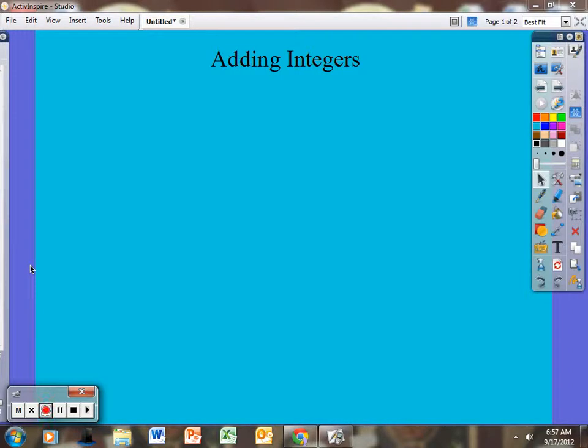Just want to talk about adding and subtracting integers, which we kind of combined today in class, and combine lesson 2.1 and 2.2 from your Pre-Algebra textbook, which all of you now have. Congratulations. Remember what an integer is.